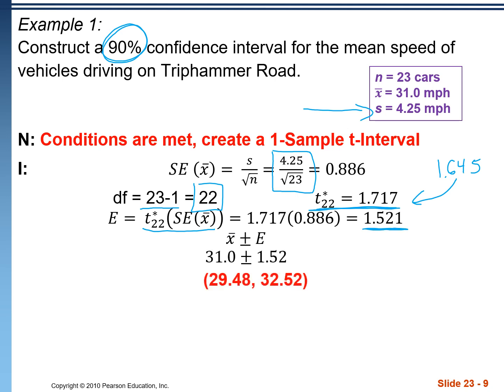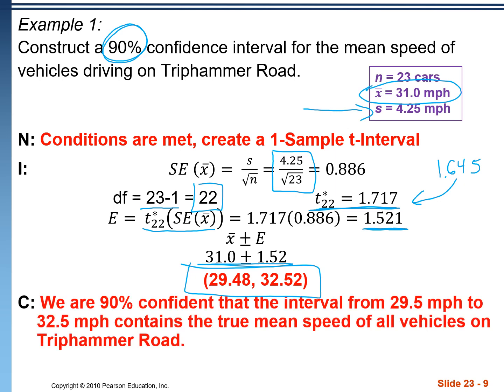And then just like previously, we add and subtract that from our point estimate, which was the average from our sample. So 31 plus and minus that gives us our interval 29.48 to 32.52. Writing the conclusion, just keep in mind that we're no longer writing about proportions, and instead we're writing about the mean. We are 90% confident that the interval from 29.5 miles per hour to 32.5 miles per hour contains the true mean speed of all vehicles traveling on Trip Emma Road.